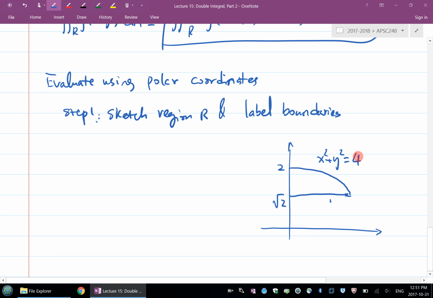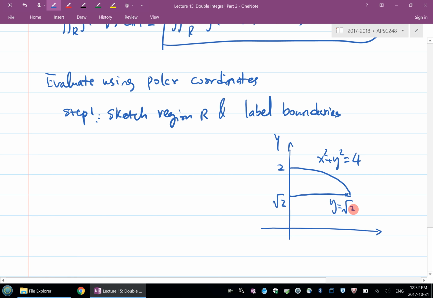So this region R here is bounded by 3 curves. One is the y-axis. The other one is a portion of this circle, x squared plus y squared equals 4, so the radius of the circle is 2. And then there's also a segment of a straight line, that's y equals root 2. So that's 3 boundaries for this region R.